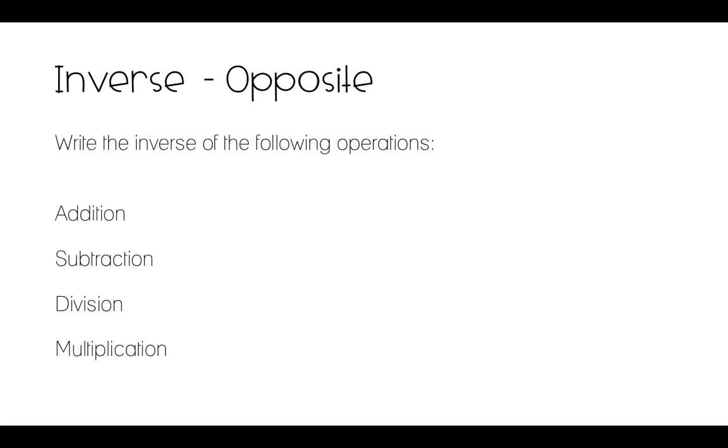Now, we need to know the inverse operations. An inverse means opposite. So we're finding the opposite of an operation. So write the inverse of the following operations. The opposite of adding something is to subtract it. So the opposite of addition is subtraction, and the opposite or the inverse of subtraction is addition. The inverse of division is multiplication, and the inverse of multiplication is division.